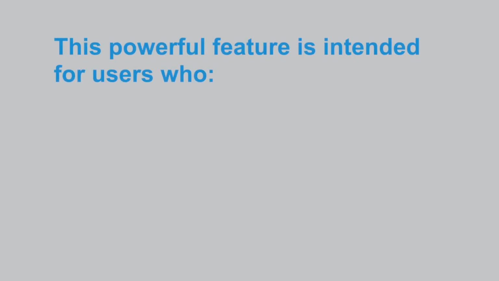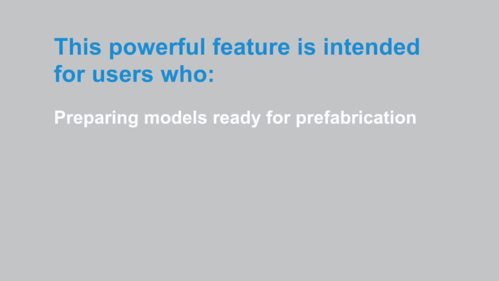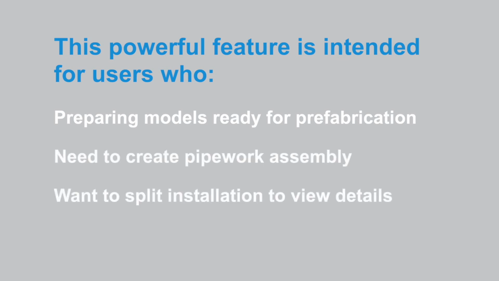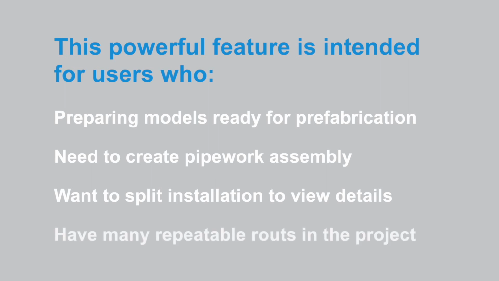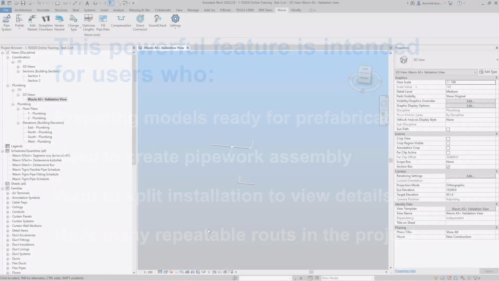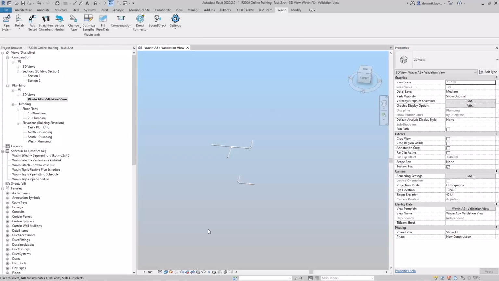This powerful feature is intended for users who prepare models ready for prefabrication, need to create pipework assemblies, want to split installation to view details, or have many repeatable routes in the project. The feature allows you to effectively model and document the views necessary to construct prefabricated MEP elements.